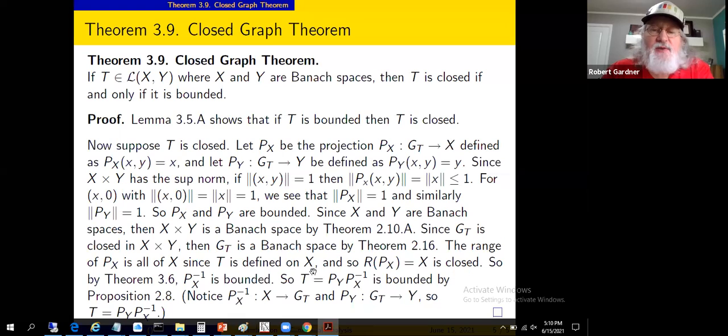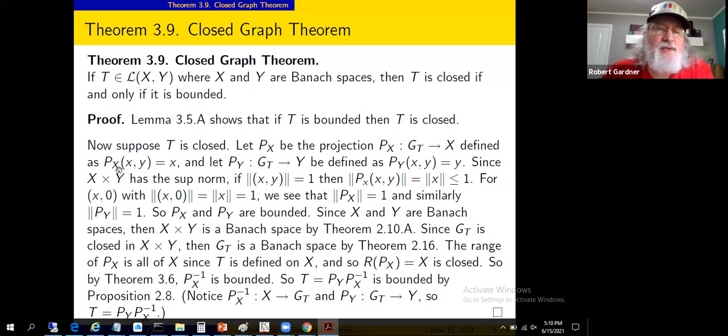Transformation t is defined on all of x. So when we go looking at where's a convenient place to point to it, when we go looking at ordered pairs x, y, all values of x are present. I don't know if all values of y are present. I don't know if this transformation is onto, is surjective.